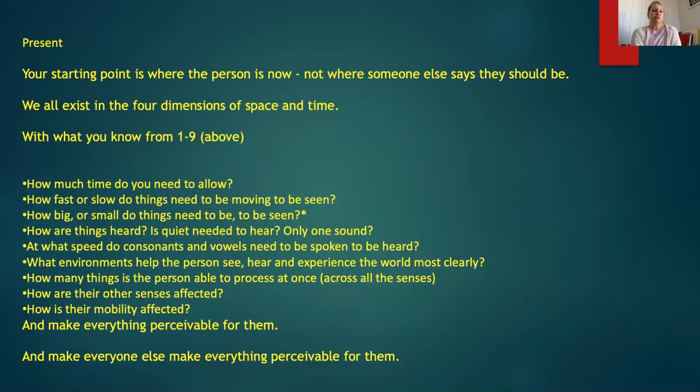And then we try to make everything as accessible and perceivable for them as possible. We want to generalize this so that it goes throughout their whole environment: at school, throughout the school, the lunchroom, the classroom, the resource rooms, the gym, the music room, as well as their home environments or on the bus, so that things are starting to make more sense.